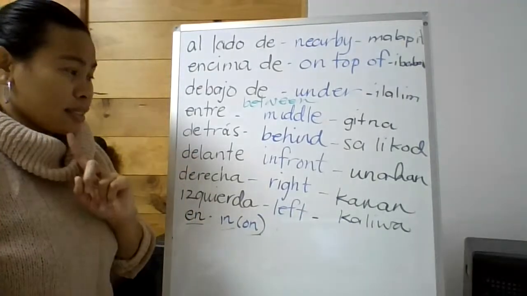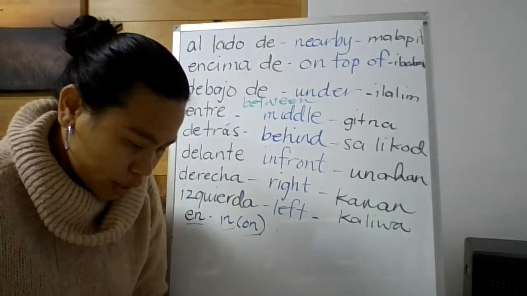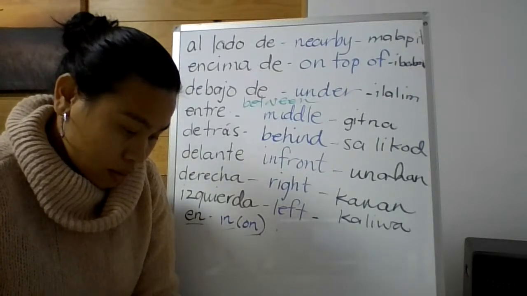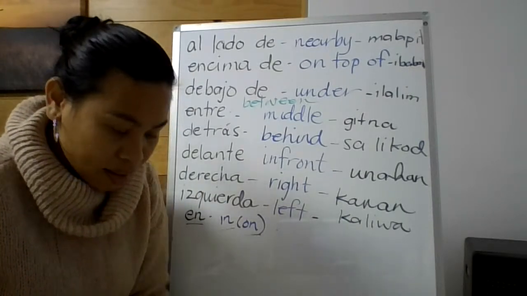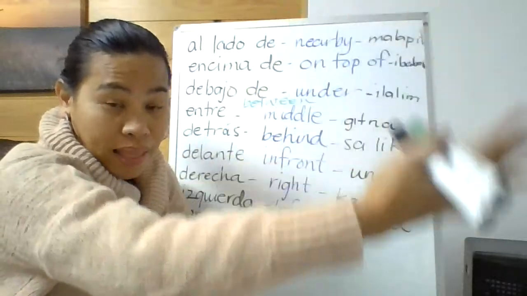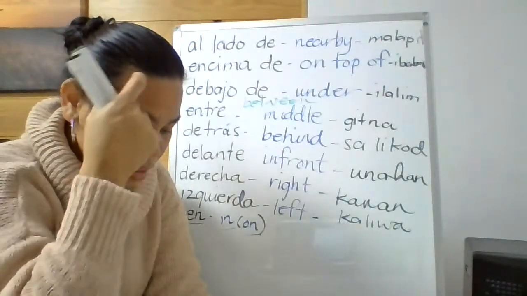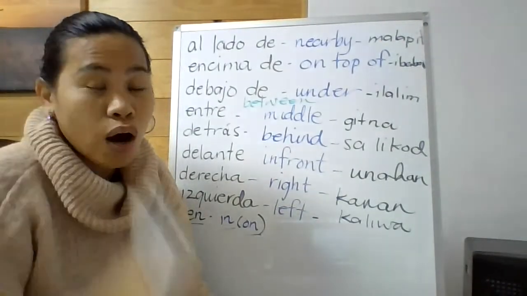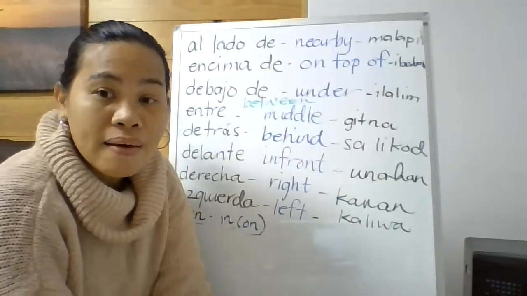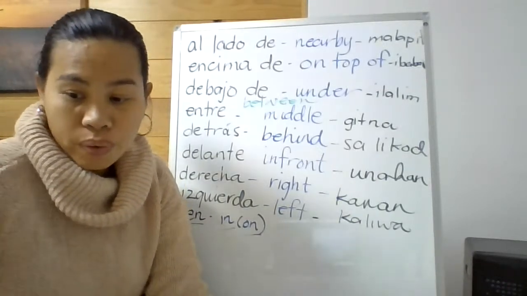And then, next, delante. Okay? So, for example, está delante de la ventana. For example, ella está delante de la ventana. ¿Vale? She is in front of the window. Ella está in front of the window. Okay?